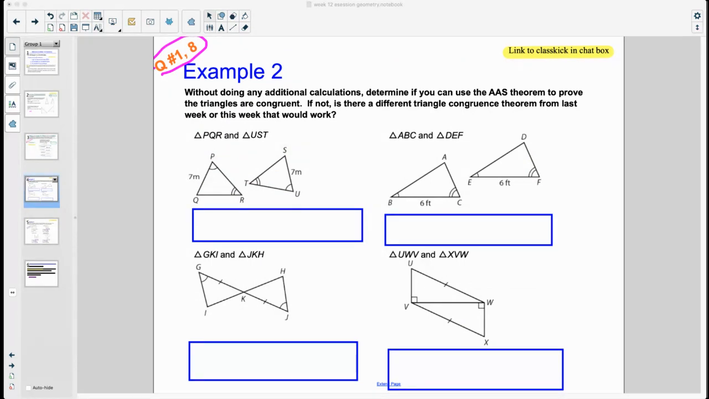However, if you have things like angle pairs from previous weeks that you know are congruent, that sort of thing, that is okay. So again, can you use angle, angle, side? If not, is there another triangle congruence theorem that would work? All right, I'll give you a few minutes. Go ahead. Remember, order is important.